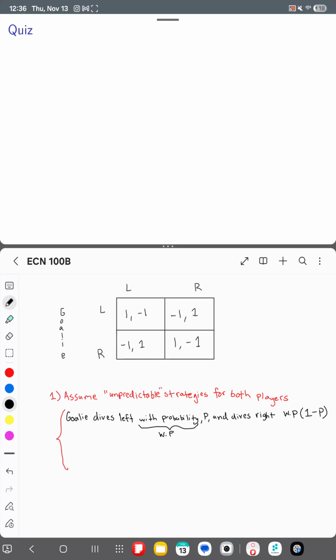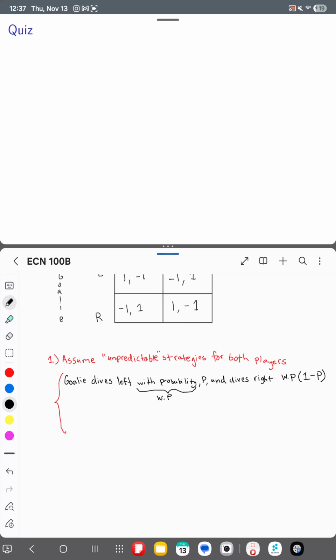I could also have had that the goalie dives left 99% of the time, but they go the other direction, which is right, 1% of the time. And that would mean P would be 0.99. Okay? So this is just my way of having a placeholder of how often they're going to do both actions, but they're going to be unpredictable. They're not always going to play the same action. Okay, that's what the probability is by. And WP, as I said, is with probability. It's just very long, so I'm just going to use shortcuts.